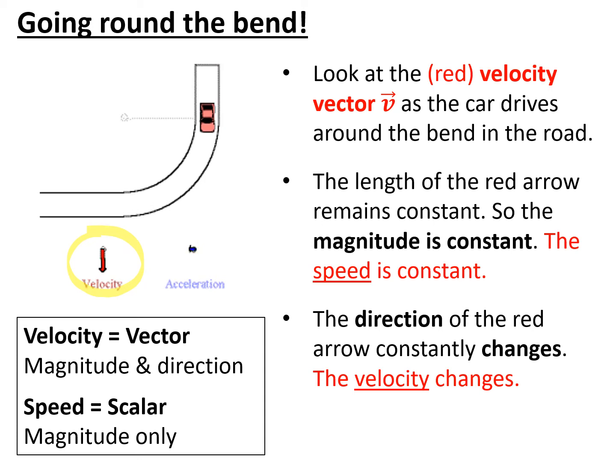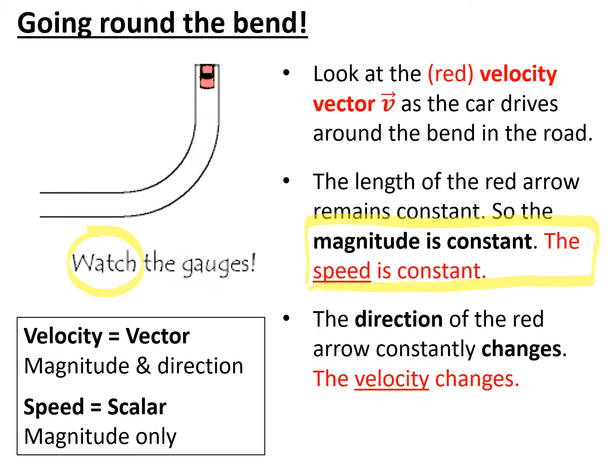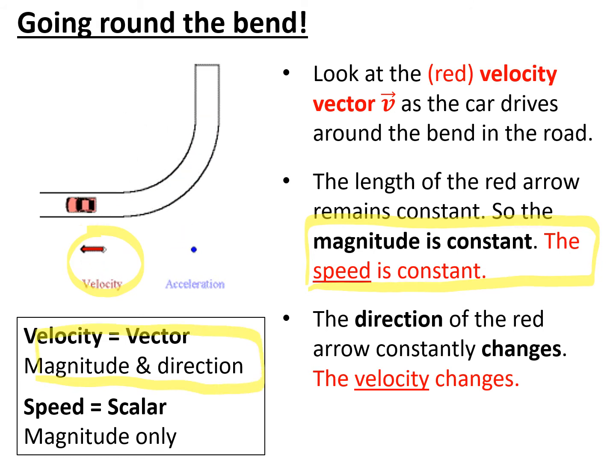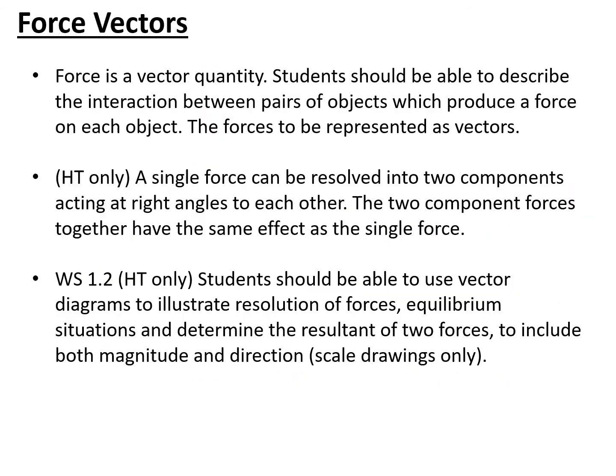So we say that the speed is constant because the speed represents the length of the arrow. It's a scalar. It's constant. It doesn't change. But look at the direction of the red arrow. The direction of the red arrow is changing. It was down and it swings around to the left. And velocity has magnitude and direction. Therefore, we say that the velocity is changing. Okay? So that's an application of it. Let's move on to the next slide.